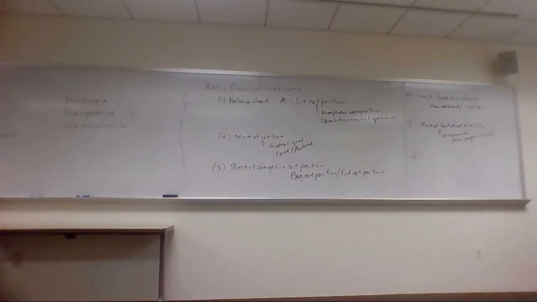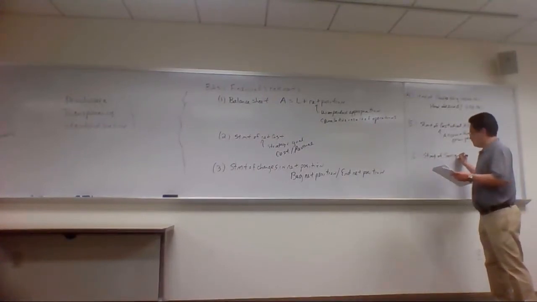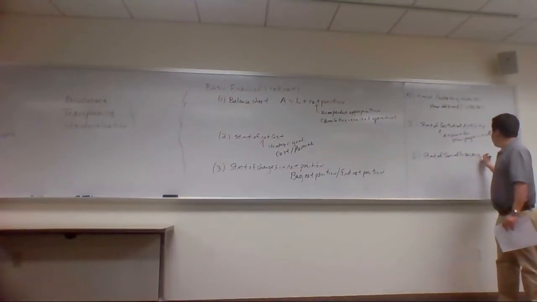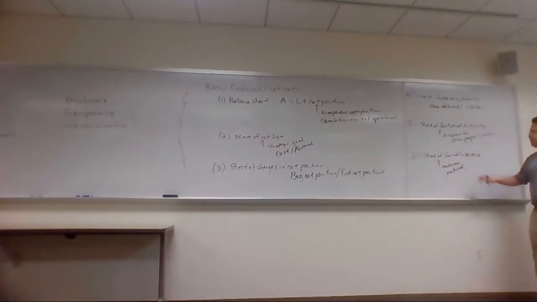What's the last basic financial statement? Statement of social insurance, right? For example, Social Security programs, Medicare, Medicaid. This is going to be for things like Medicare, Medicaid. What is the difference between Medicare and Medicaid? Does anybody know? I don't think anybody uses it. You're too young. Medicare is health insurance for old people. Medicaid is health insurance for poor people. Right, exactly.